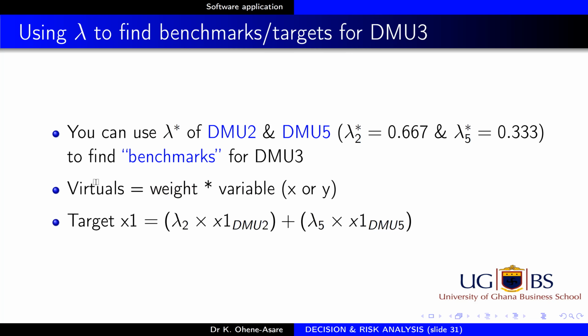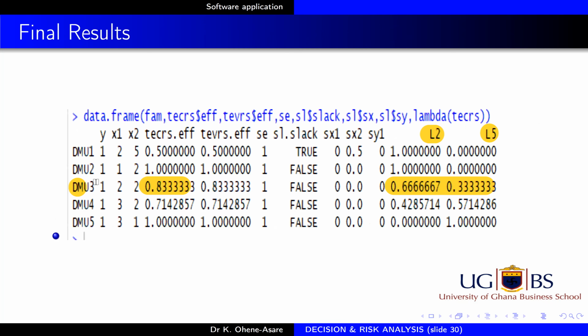Now, if I want to find the target for DMU3, it's input 1. Because remember, as it stands, the input X1 for DMU3 and the input X2 for DMU3 are not the right input. They are not the proper. Look at it. The inputs are 2 and 2, and those inputs are not correct. Why? Because if they were, that firm would have been efficient. But because they are not correct, the firm now is not efficient.